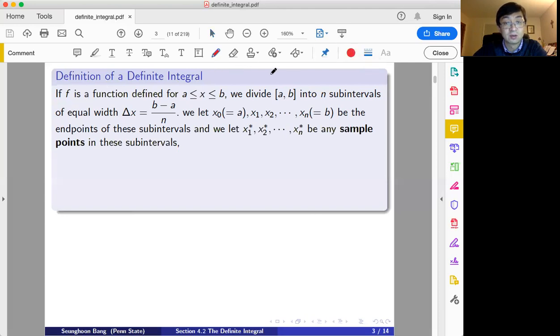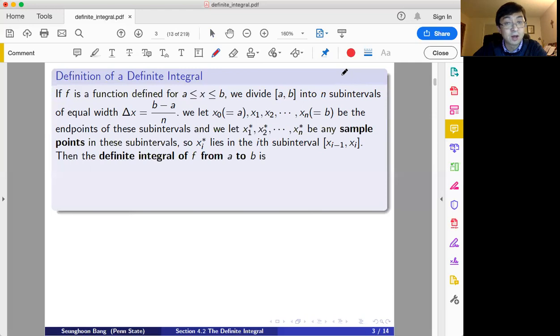So what does it mean here? We have one subinterval, x(i minus 1) and xi. Here, you can choose any point between x(i minus 1) and xi. We denote this as xi star. So this is any point between x(i minus 1) and xi that we call a sample point. Like this, xi star lies in the ith subinterval, x(i minus 1) to xi.